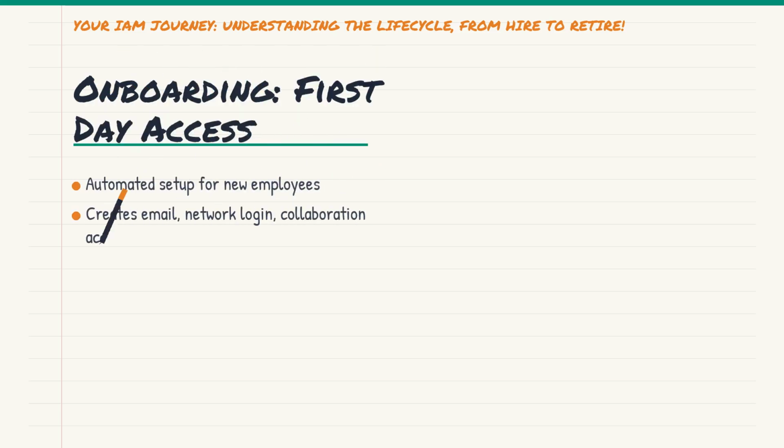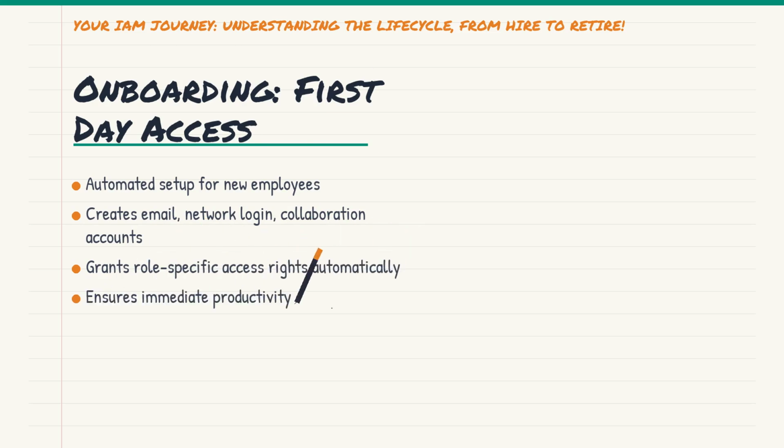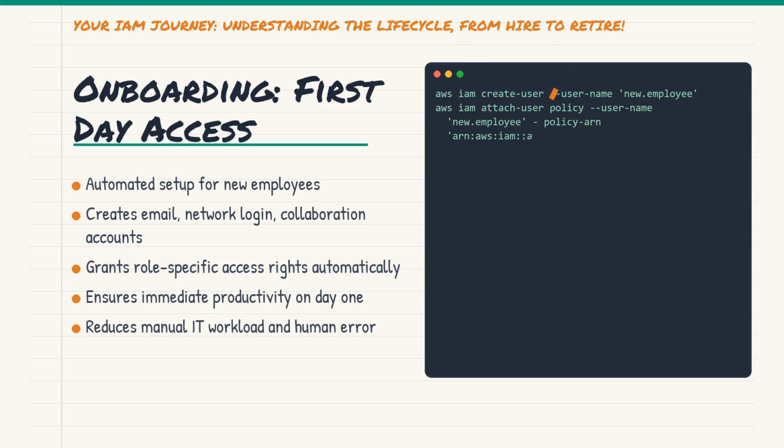Think about a new employee's first day. They're excited, maybe a little nervous, and they want to be productive quickly. Good provisioning makes this happen. As soon as HR inputs the new hire's information, an automated provisioning system can spring into action. It creates their email account, sets up their login for the internal network, adds them to collaboration tools, and grants access to their team's shared drives, all based on their role. This ensures a smooth onboarding experience, eliminating frustrating delays and manual IT tasks. It's the digital welcome mat.